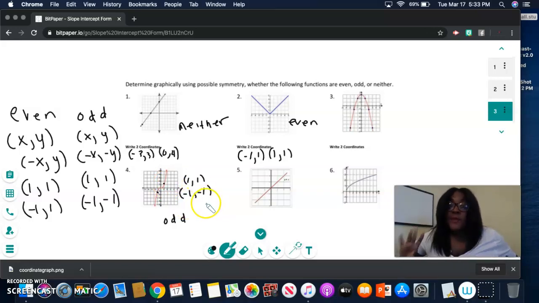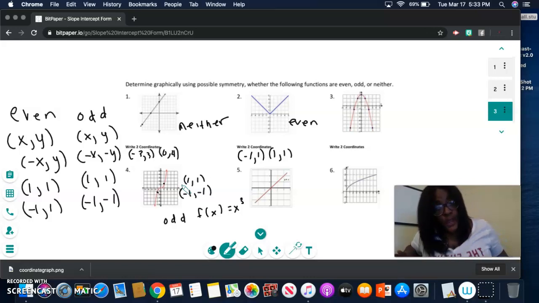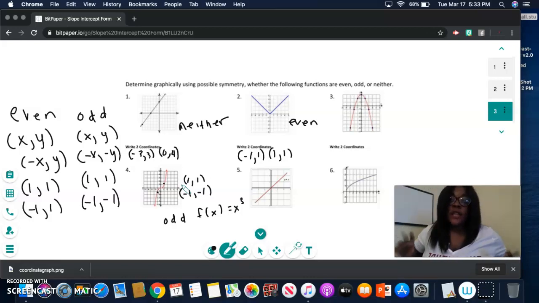Also, remembering from our parent functions, this function is f of x equals x cubed. Notice the degree of this function is 3, which is an odd number. So we can assume that functions are odd based off of degree, but sometimes you've got to make sure that you work it out and look at the actual graph. So that's all I have for you today.